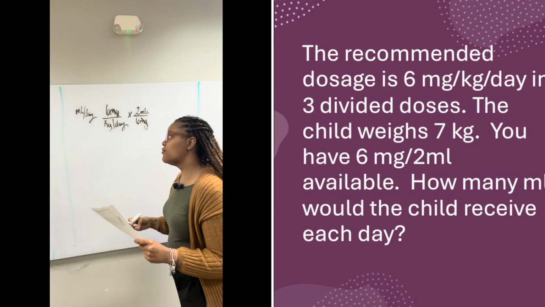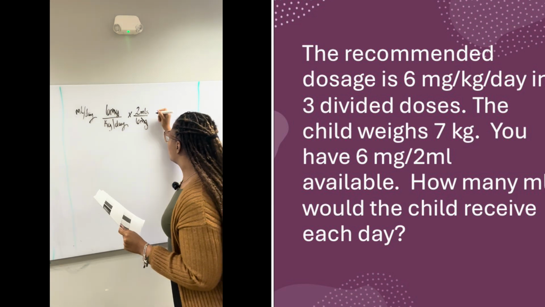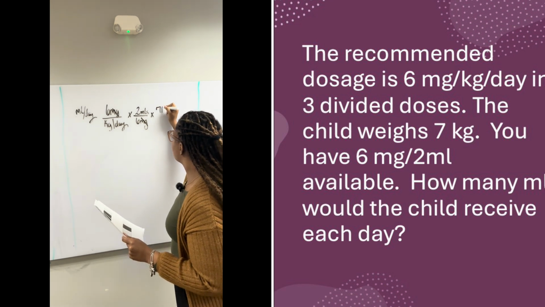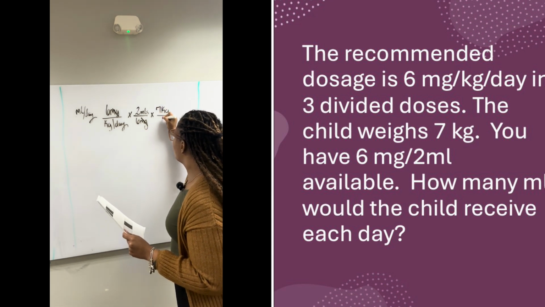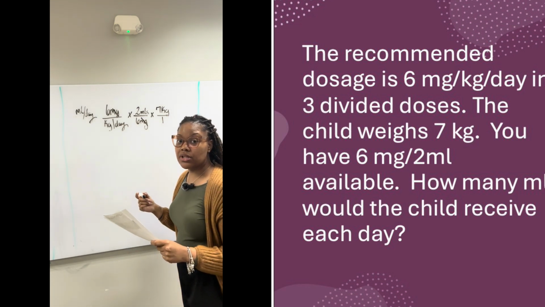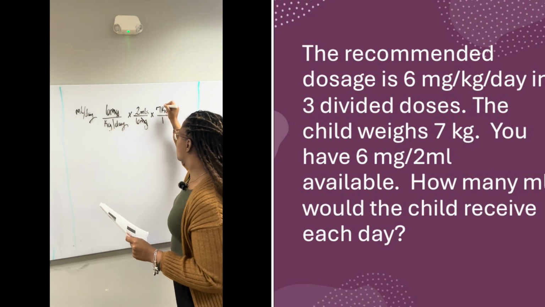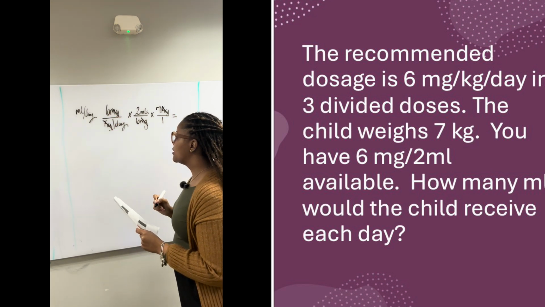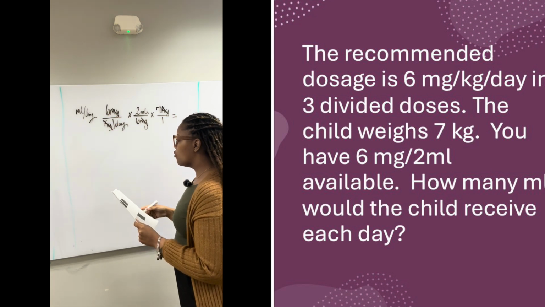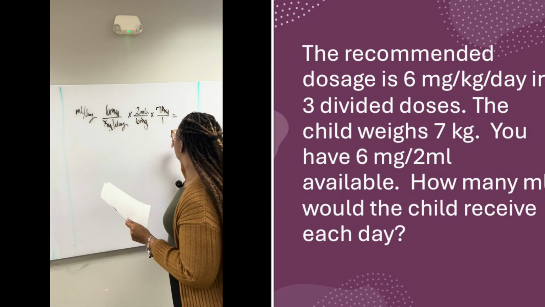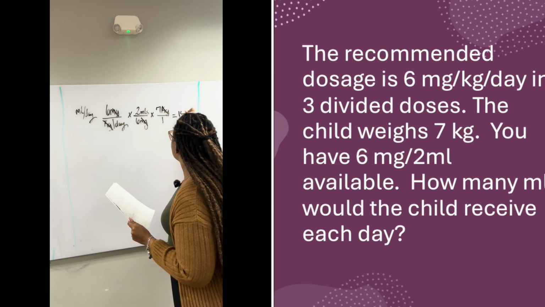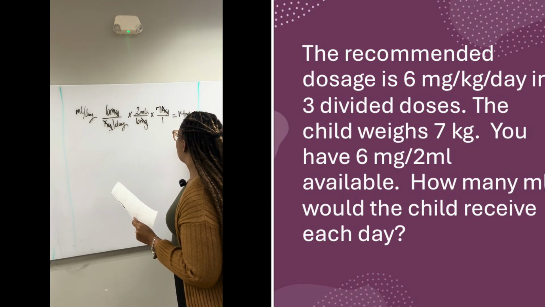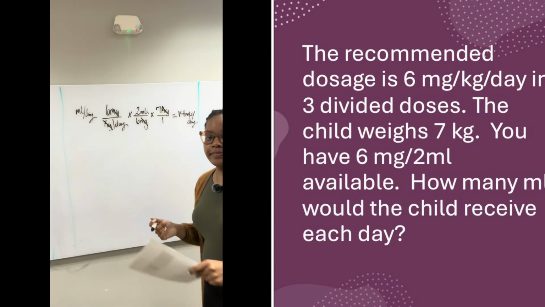But we just need to be left with mLs per day. So we got to get rid of our kgs. So it says that the patient weighs 7 kgs, and we're going to put that just over 1. And we know that kgs has to go on the top because kgs is on the bottom right here. So it's just going to cross out, and then you're going to multiply straight across and then divide, and then you should get 14 mLs per day. And that's your answer.